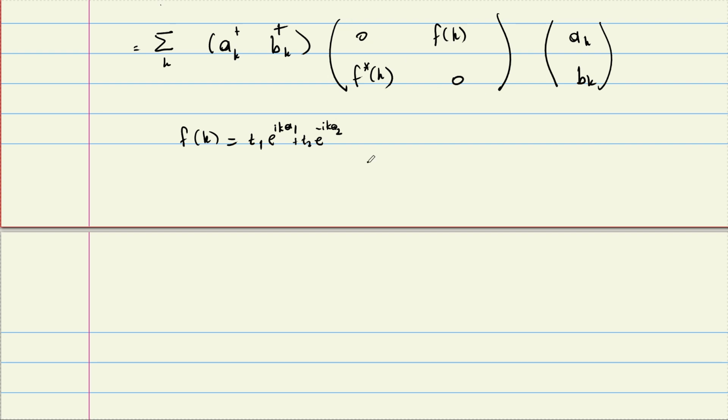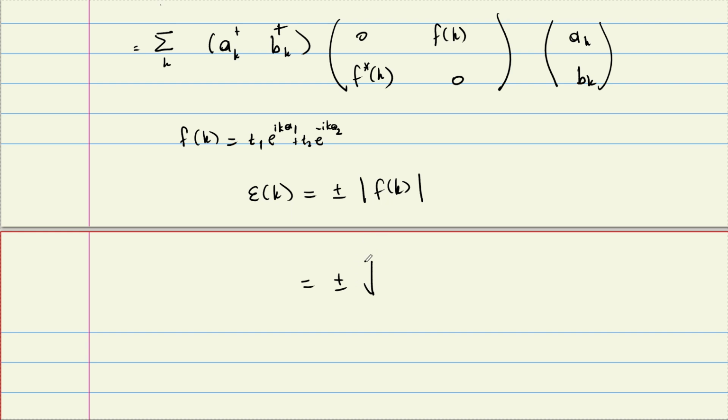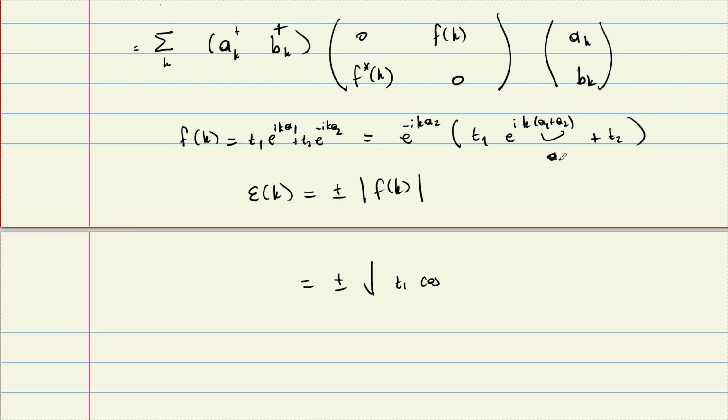Whenever we have a matrix like this, we know how to find the eigenvalues. The eigenvalue is going to be plus or minus the absolute value of f of k. And we can calculate the absolute value with a little bit of algebra. Let me just write the result. This has real and imaginary parts, and I find it easier to take one of the a's outside, because when you take the absolute value, the total phase doesn't matter. I write it like this: e to the minus i k a2 times t1 e to the i k a1 plus a2 plus t2. Now this prefactor is not going to matter because it's an overall phase, and the absolute value is going to be t1 cosine of k a1 plus a2.